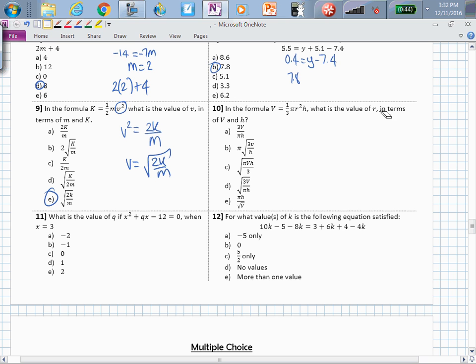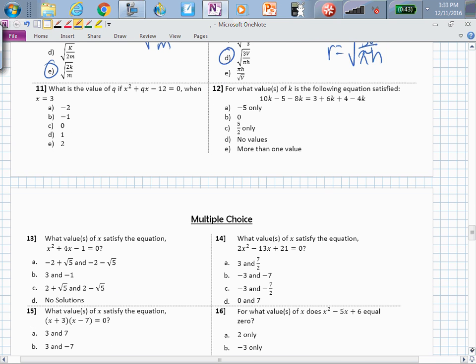Similar idea here, we're just rearranging for the letter. So we're looking for r. So same idea, becomes 3v. So we've multiplied or divided by 1/3. So we divide by pi. Have to divide by h. And then we want to divide both sides. Oh, sorry, square root both sides. So that would be D.